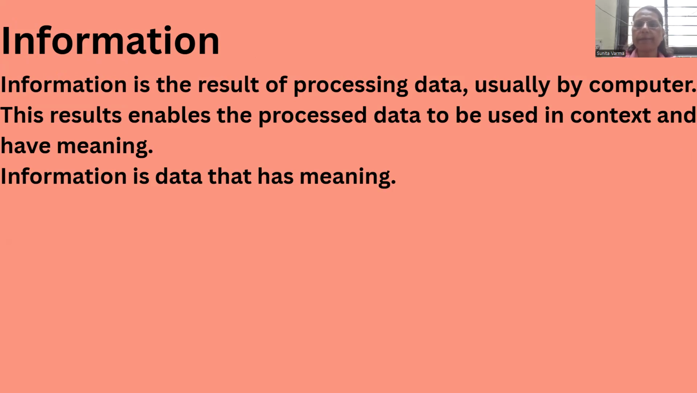What is information? When we process the data, as I was saying, when two numbers are given, there is no use of those two numbers. But when we add these two numbers, it gives the result. So now we know the context: we are doing the addition of two numbers. On adding them, we are getting a certain output. So information is processed data. When we process the data, context is associated, meaning is associated with that data, and it is called information.